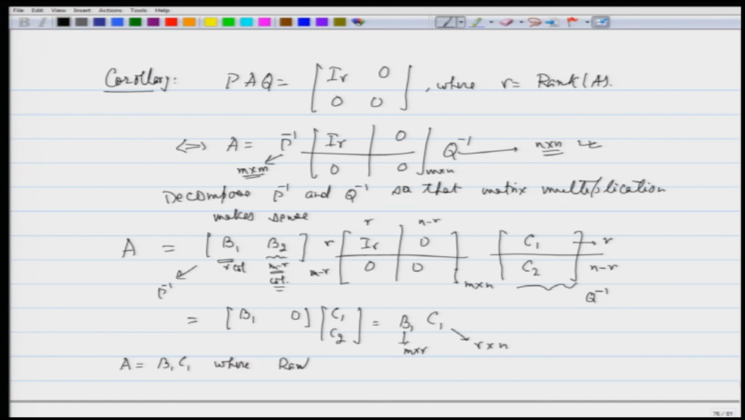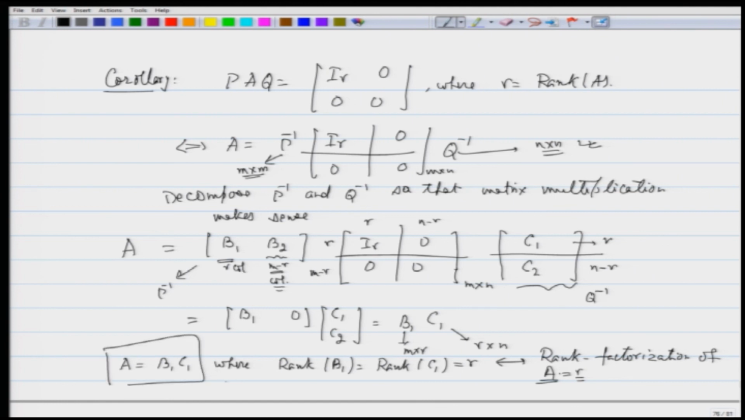where rank of B1 is equal to rank of C1 is equal to r, and this is called the rank factorization of A, all right, because the rank of A was r, and we have written A as a product of two matrices each of rank r, which was the rank of A itself. Is that okay? So, this is called the rank factorization.